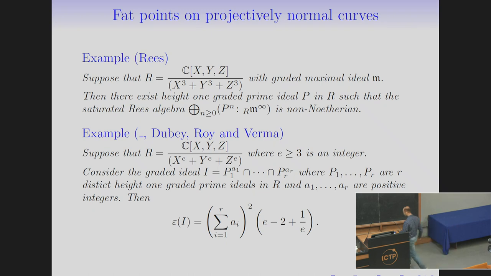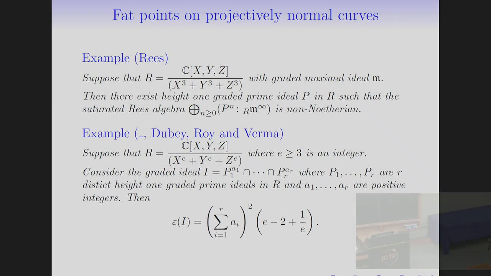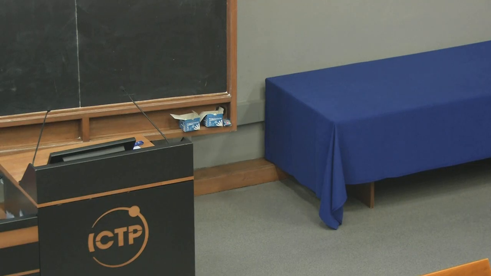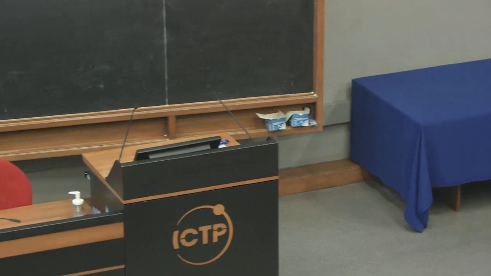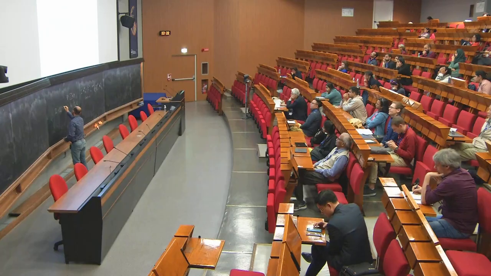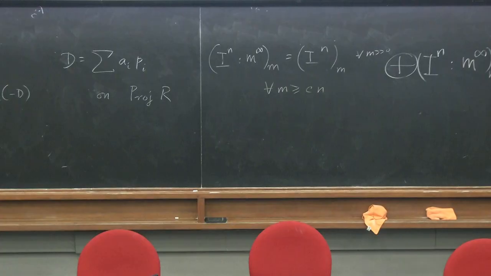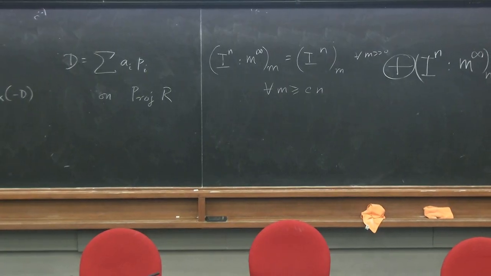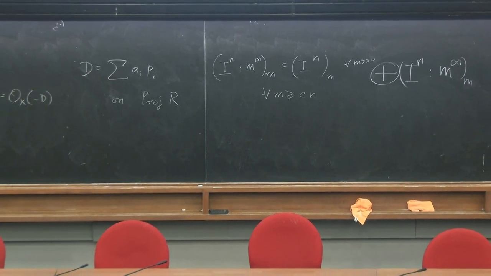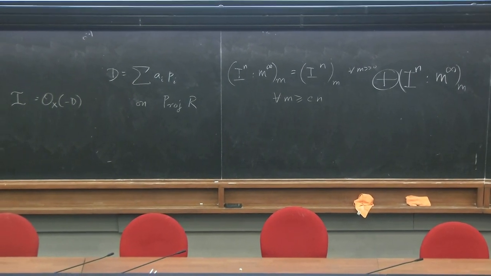So the connection is, these P_i's correspond to points, right? So you can look at this divisor, sum of a_i P_i, on Proj of R, right? And then this ideal sheaf which is associated to I is nothing but O_X of minus T. So that's the association, and we take off from there. Basically we apply some Riemann-Roch to get there.